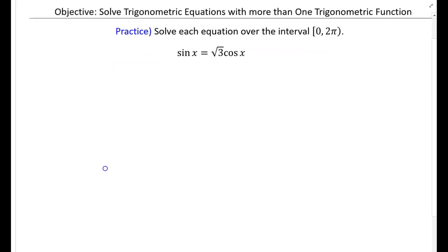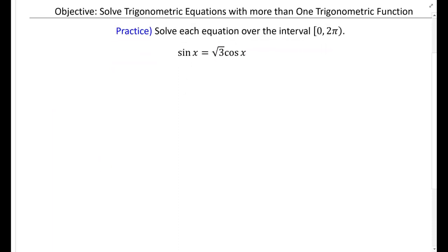All right, here is a practice problem. Please go ahead, pause the video, and try this example.